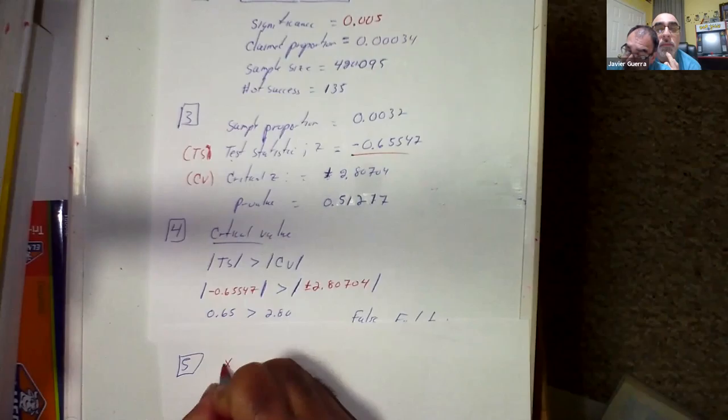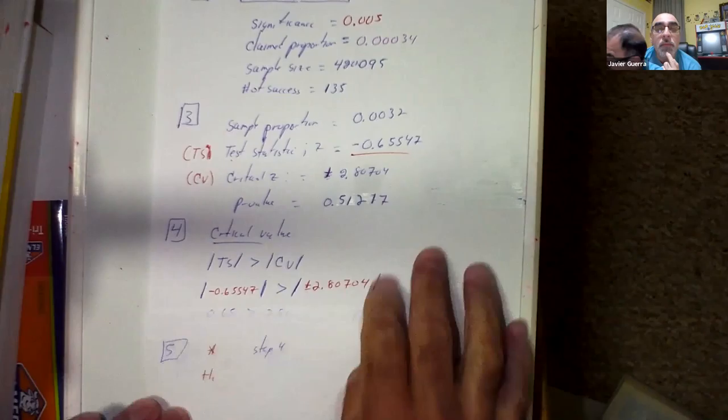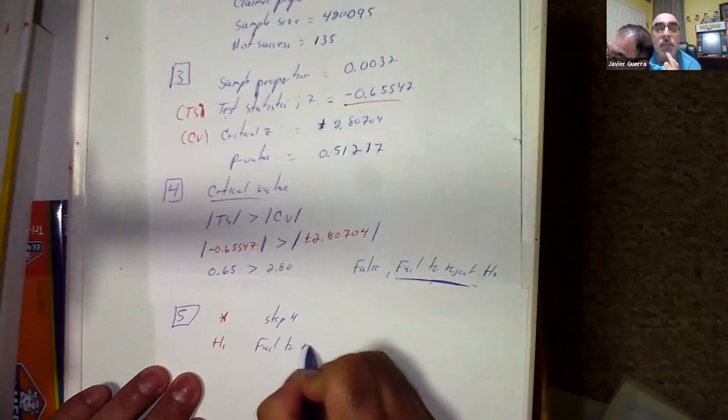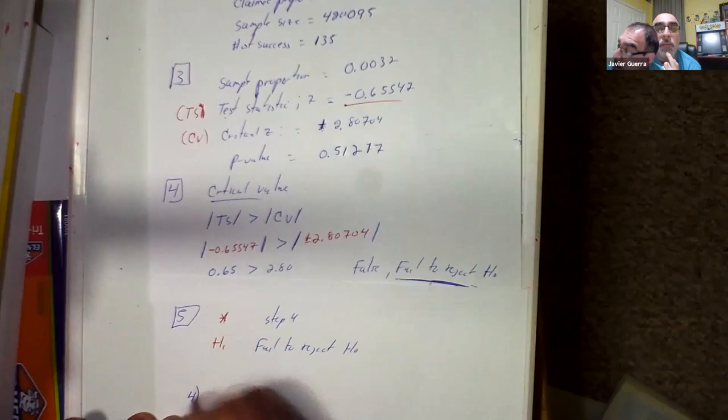Step four. What did I say? Step four, fail to reject H0. So it's going to be a number four again. Son of a biscuit. It's going to be a number four again.